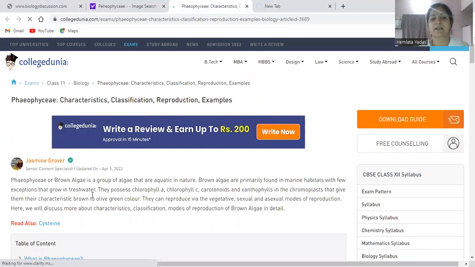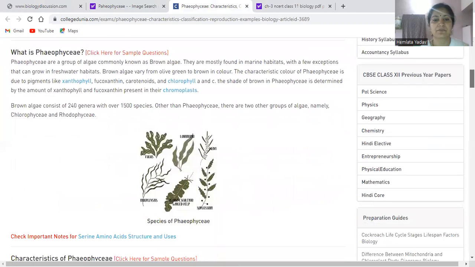Phaeophyceae, the brown algae, is a group of algae that are aquatic in nature. Brown algae are primarily found in marine habitats, with a few exceptions growing in fresh water. They possess chlorophyll a and c, carotenoids, and xanthophylls in the chromoplast that give them their characteristic brown olive-green color. They reproduce via vegetative, sexual, and asexual modes of reproduction. So these are a few points of the Phaeophyceae.